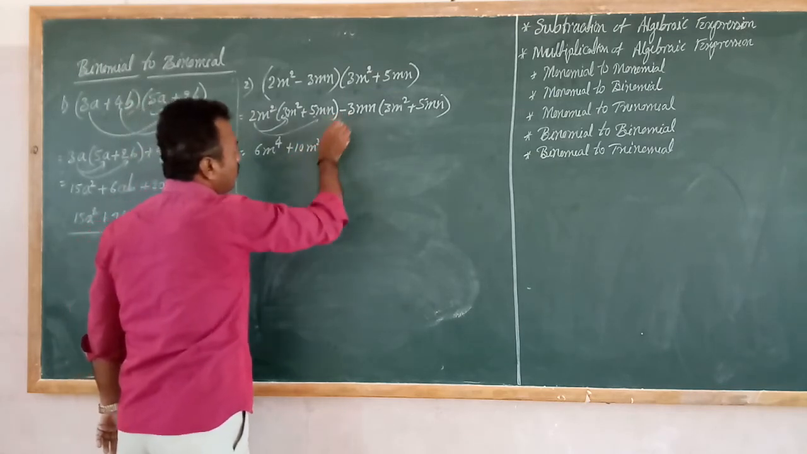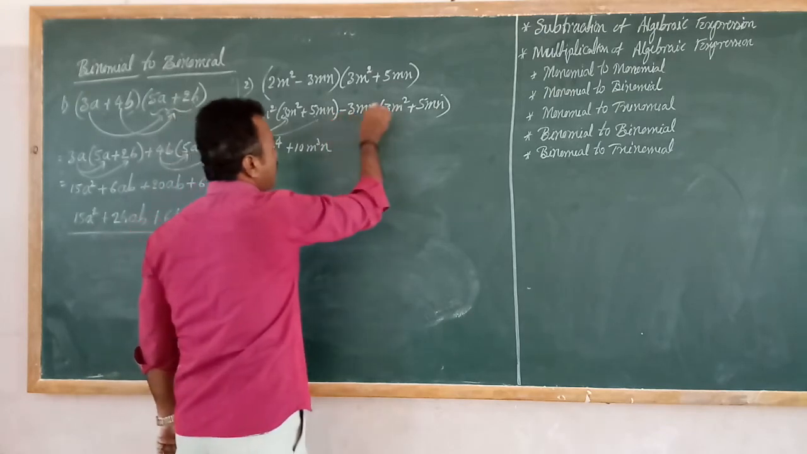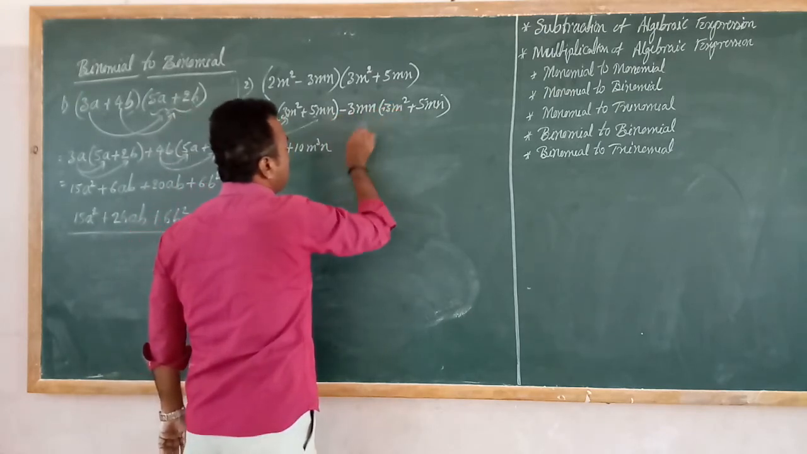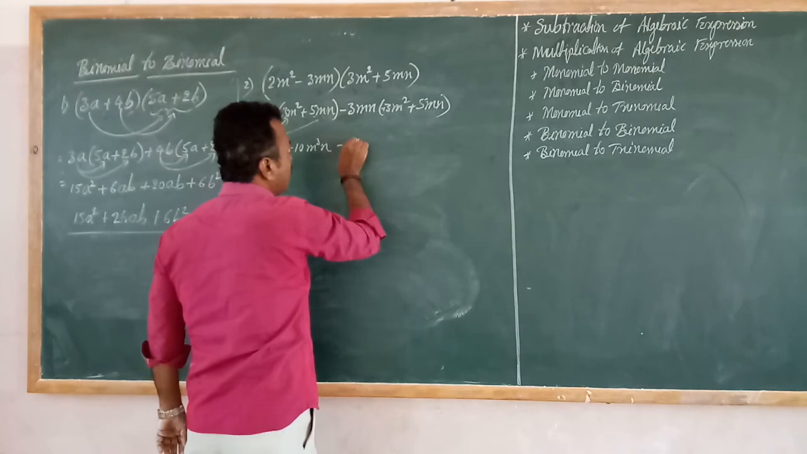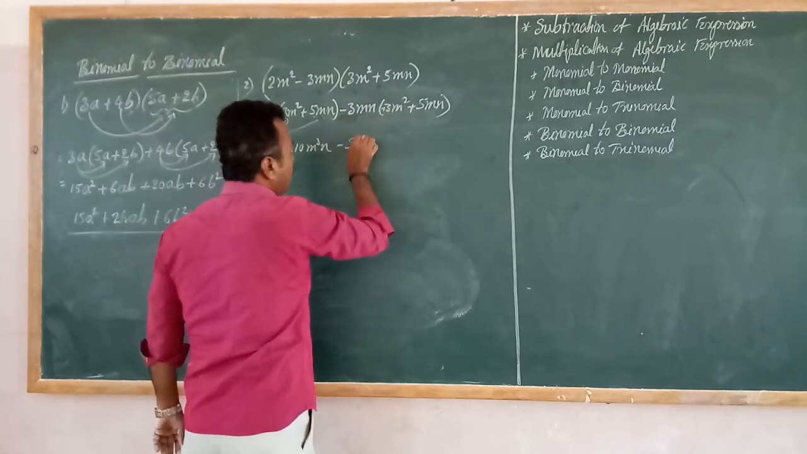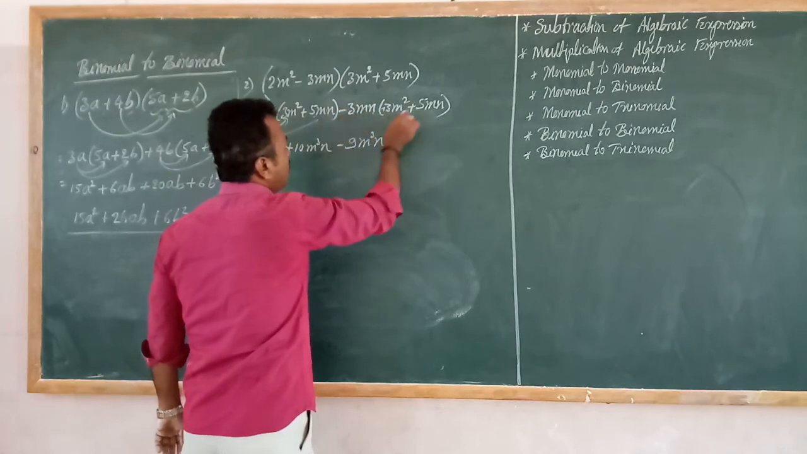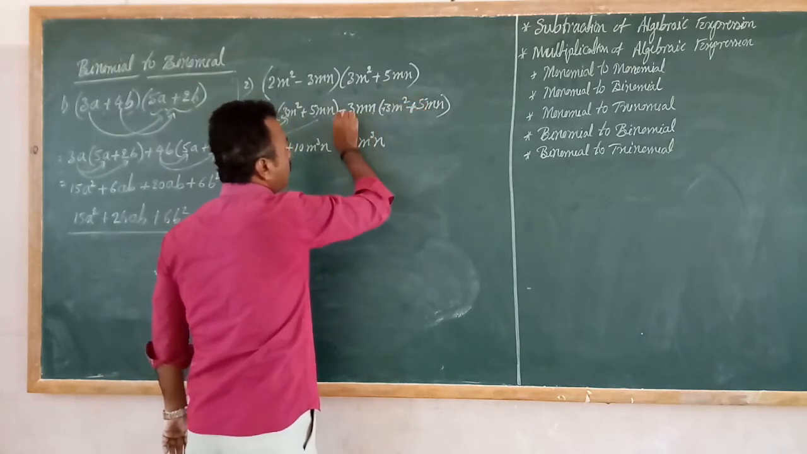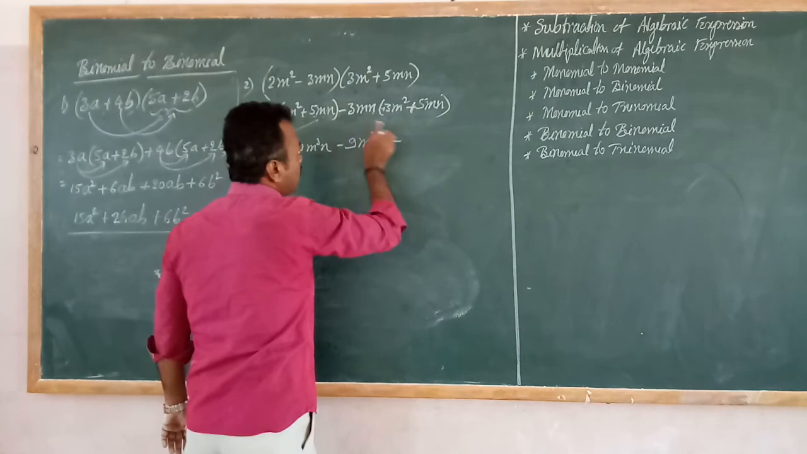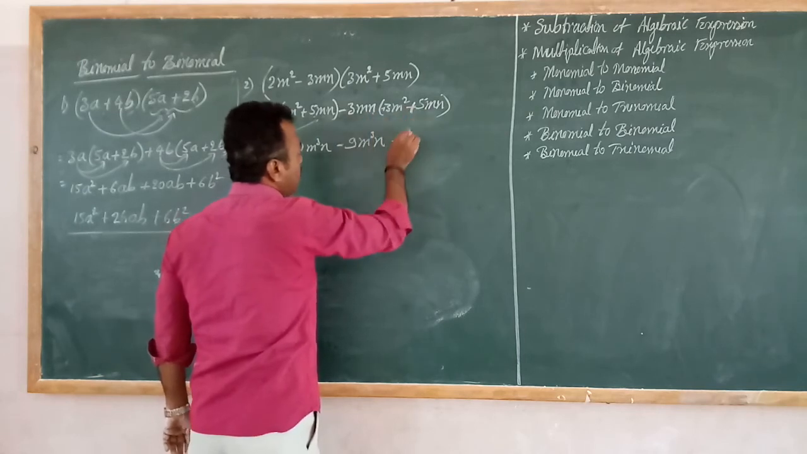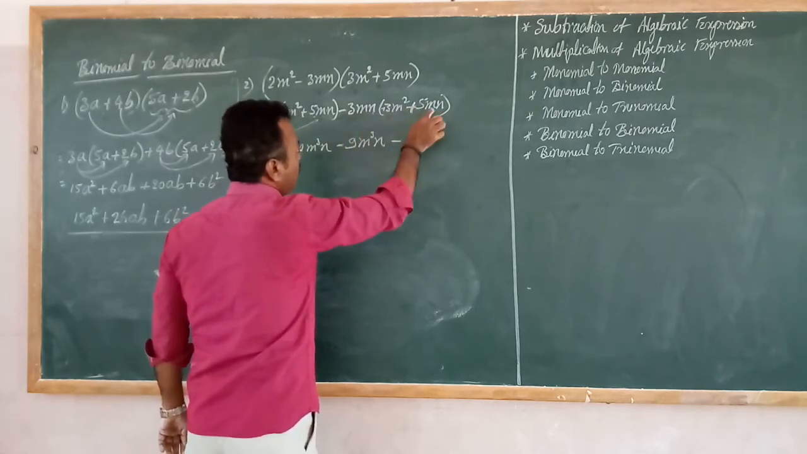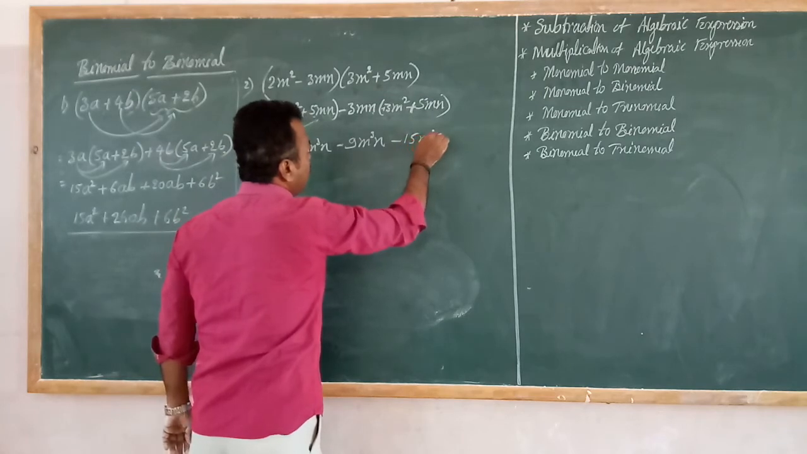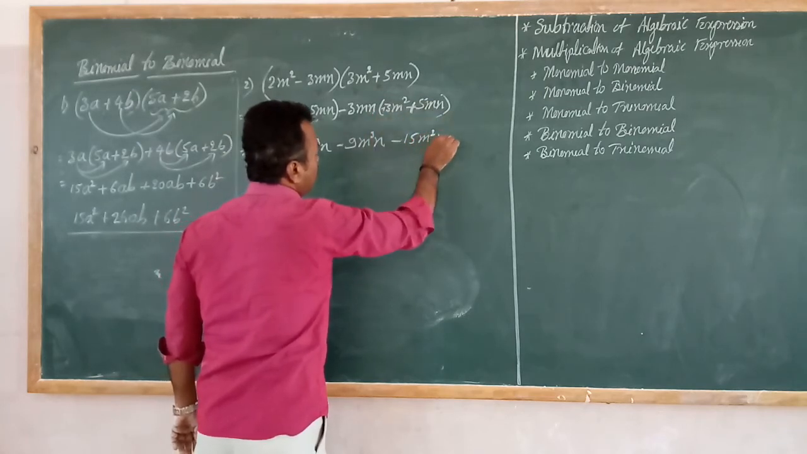After that, come to this one. Here minus is there, here plus is there. So minus into plus, minus. 3 3s are 9, m into m square becomes m cube, n as it is. After that, here minus is there, here plus is there. So minus into plus, minus 3mn. So 3 5s are 15. Here m is there, here also m is there, therefore m square. Here n is there, here also n is there, n square. m square n square.